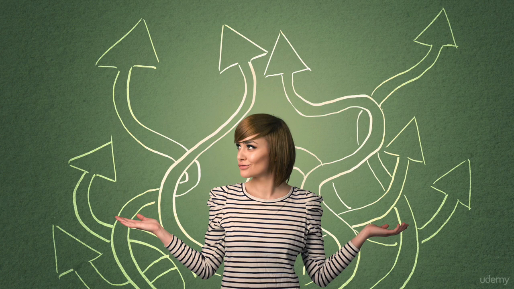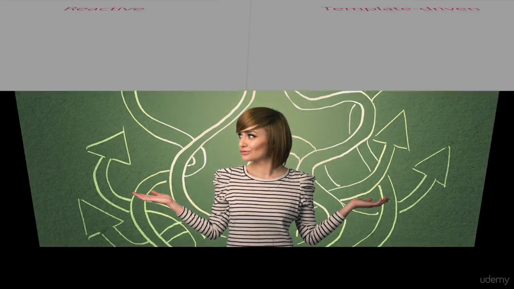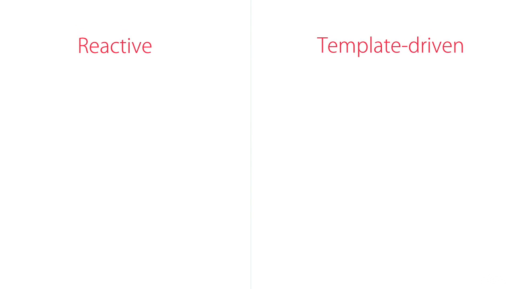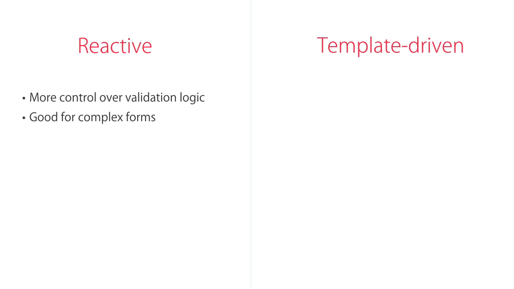Now you might ask, what is the difference? What is the difference between template-driven forms and reactive forms? The difference is that when we create these control objects explicitly, we have more control over their validation logic. So if you want to build a complex form with complex validation, you need to use reactive forms. You need to create these control objects explicitly. And also, another benefit of this approach is that you can unit test the validation logic of your form.